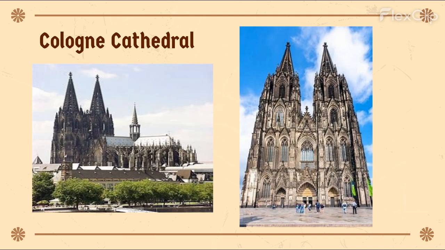The next building I will be talking about is the Cologne Cathedral. It is in Cologne, North Rhine-Westphalia, Germany. It was built under the rule of the Holy Roman Emperor and was meant for worship of the empire. The cathedral was constructed starting in 1248 and was abandoned in 1560, and it was finally completed in 1880.